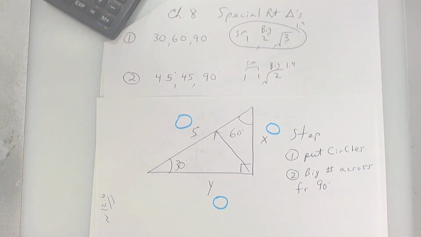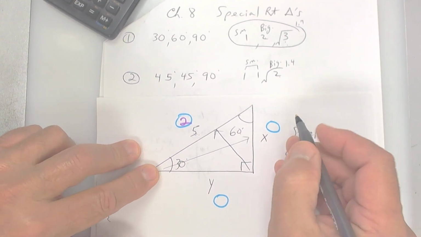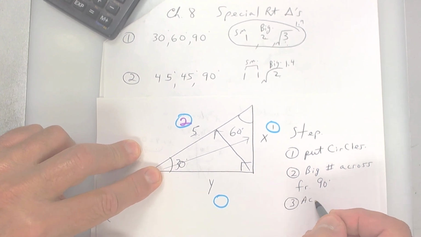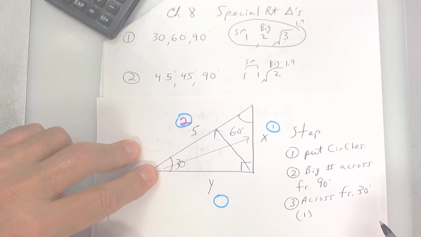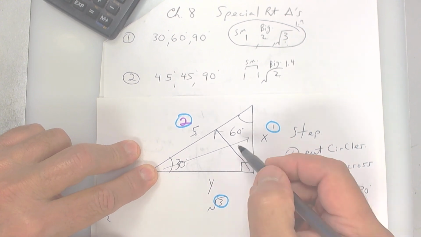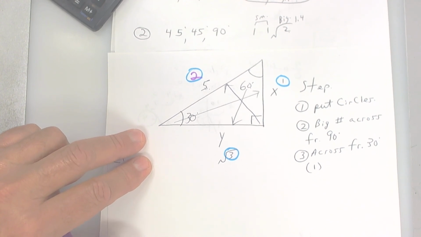I'm going to use a different color. The 2 will always go across from the 90. Now the 30 is the smallest because 60 is bigger. So across from the 30 degrees will go the 1. Always. The only one left is the square root of 3, so the square root of 3 will always be across from the 60. Copy that down. Once you get that, you set up proportions.